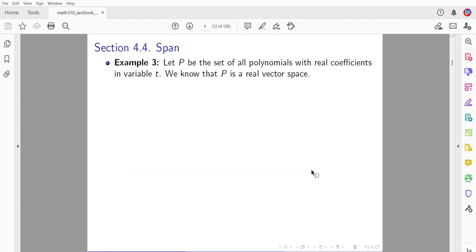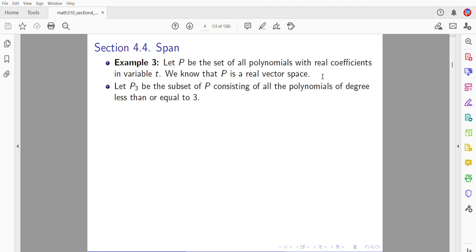Here is an example. Let P be the set of all polynomials with real coefficients in variable t. So you're looking at all polynomials. We know P is a real vector space. Let P3 be the subset of P consisting of all polynomials of degree less than or equal to 3.